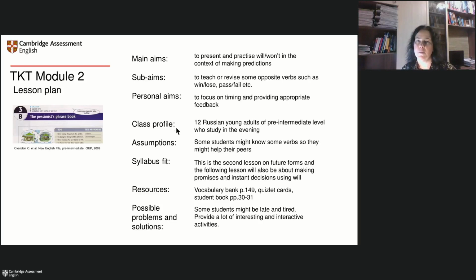So this is the basic information about the class profile. It can be a bit longer or quite short like this, depending on what you need to highlight, what you need to keep in mind. Like, if it is happening in the evening, perhaps you need to focus on a variety of tasks using different attractive visual aids and motivate your students by setting up a variety of activities. The assumptions: students may know some verbs, and this is really good. They can also help each other because their background knowledge is different.